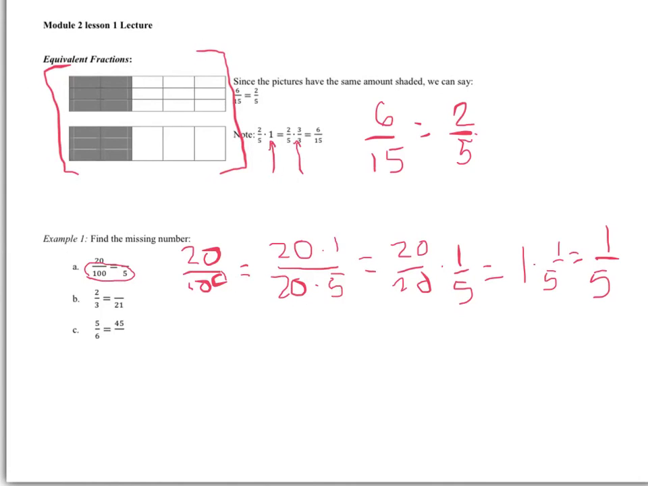So what we've shown now is that we can start at the left-hand fraction and work our way through to get the right-hand fraction. The denominator is the same. They both have a denominator of 5. So that would mean that the numerator, the missing number, is in fact the 1.